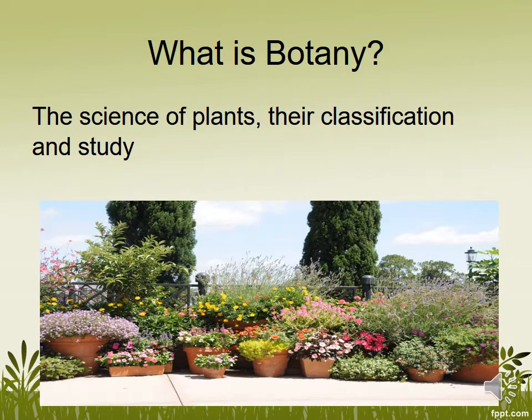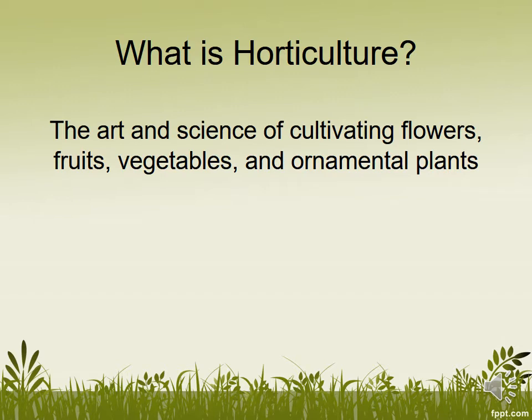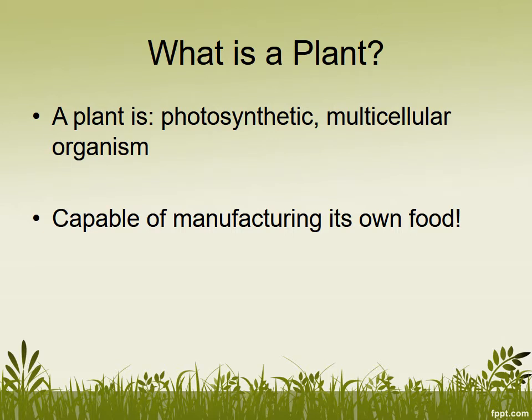So going through some definitions, botany is the science of plants, their classification and study. And horticulture is the practical part, or the art and science of cultivating flowers, fruits, vegetables, and ornamental plants. So what exactly is a plant? Technically, a plant is a photosynthetic multicellular organism and it's capable of manufacturing its own food. Plants, along with certain types of bacteria and algae, are the only organisms that are able to generate their own food without having to consume something else for energy.